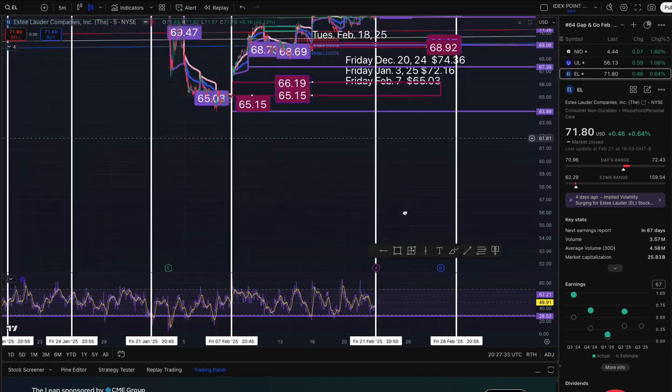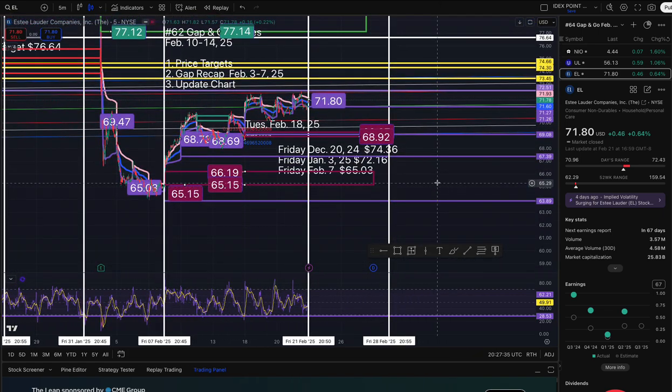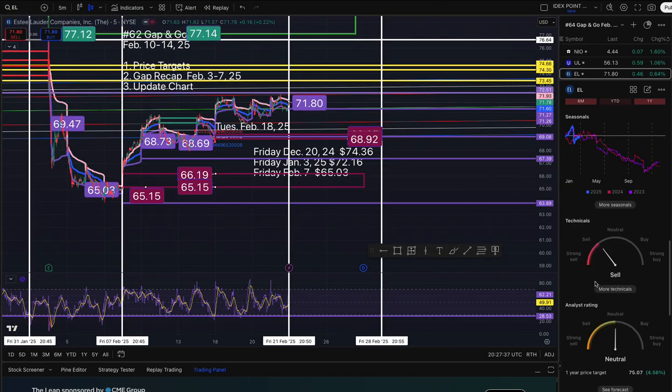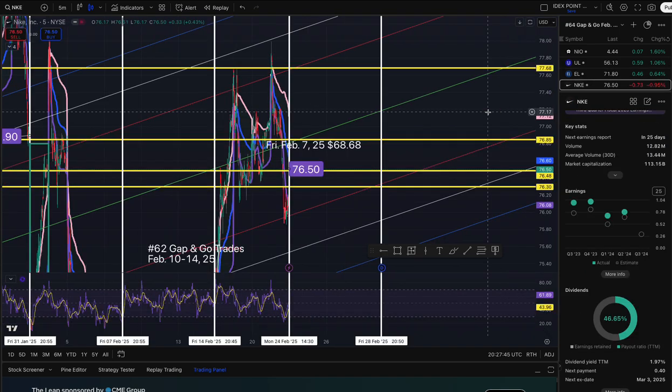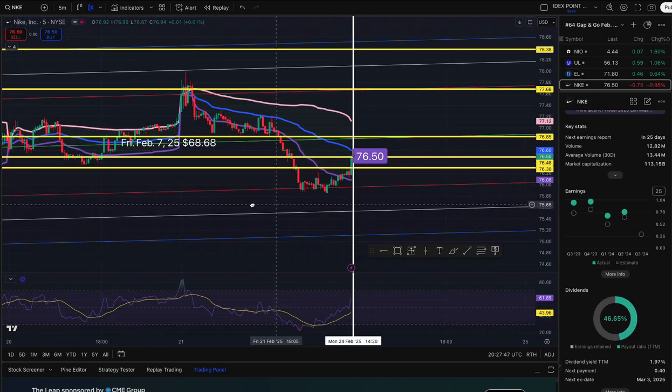I don't see any other gaps to the south side, so that's good. The 1-year price target is 75.07. Next one is Nike. Option R to reset.